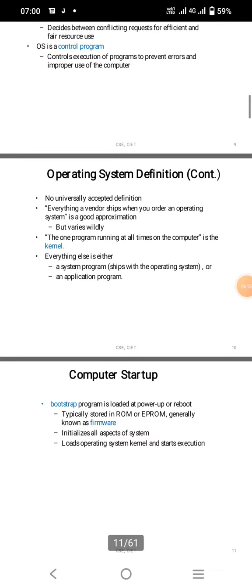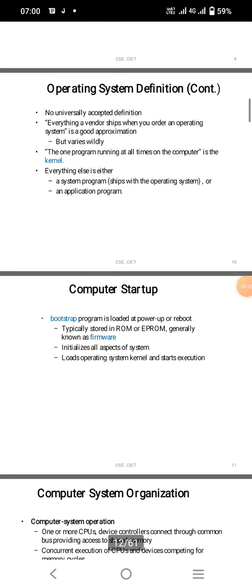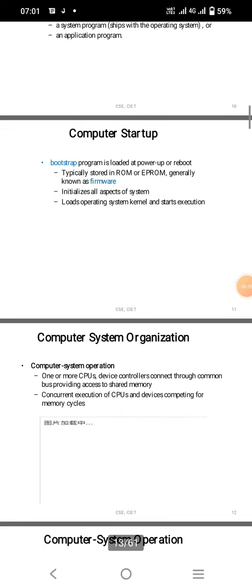Next is computer startup. The bootstrap program is loaded at power-up or reboot, typically stored in ROM or EPROM, generally known as firmware. It initializes all aspects of the system, loads the operating system kernel, and starts execution.